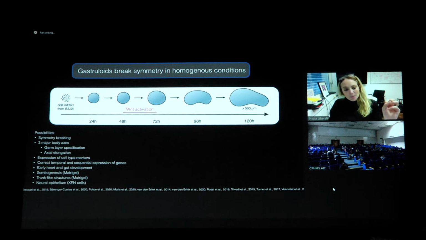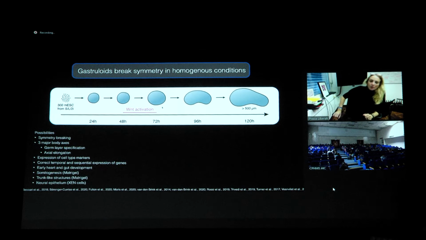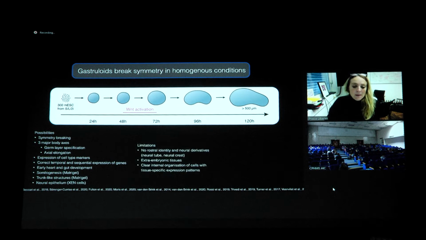We aggregate them, we let them grow in these hanging wells, and then between 48 and 72 hours, there's a pulse of Wnt activation. This pulse of Wnt activation then drives the initial part of the morphological symmetry breaking, with the elongation and the formation, at 5 days, of these structures that have a full anterior-posterior axis.